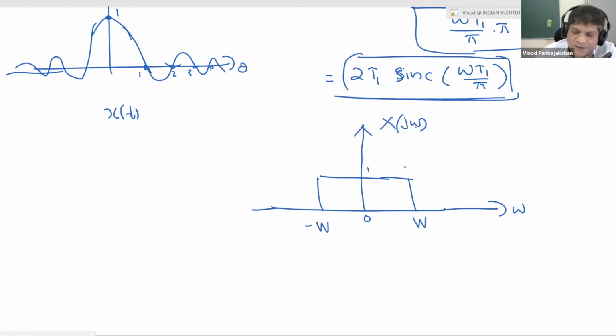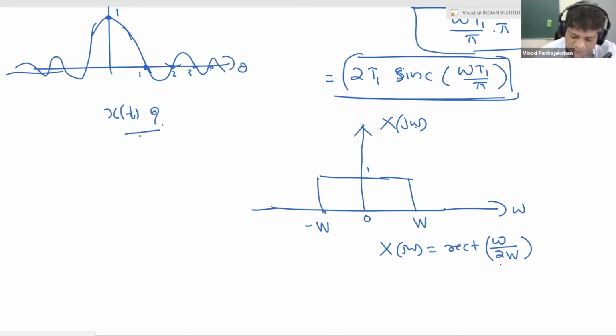And what is this expression in terms of the rectangular rect function? We are saying that X of j omega is rect of omega by 2W. Is it that? A rectangular function having width 2W. Okay. Now let us try finding the signal corresponding to this Fourier transform X of j omega.